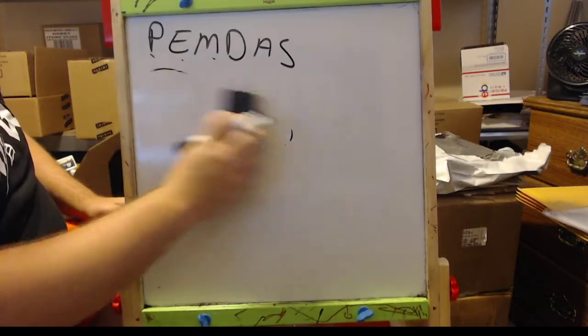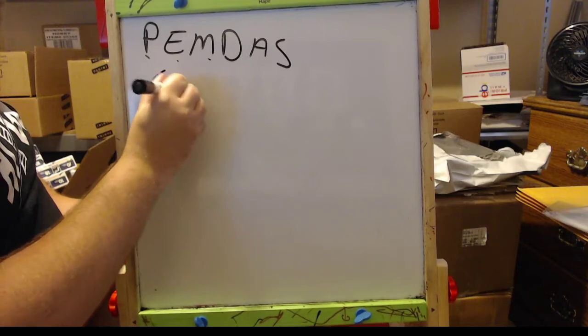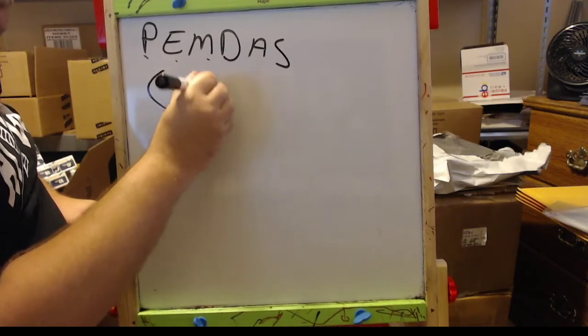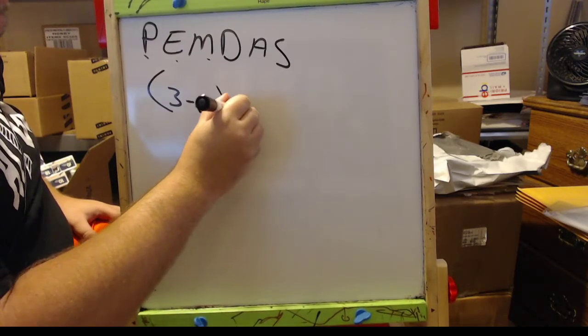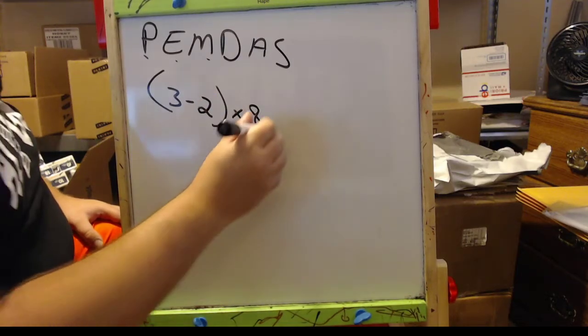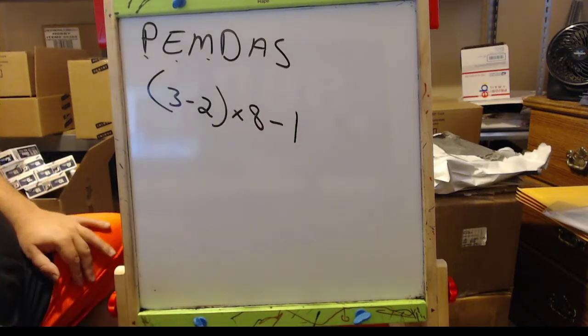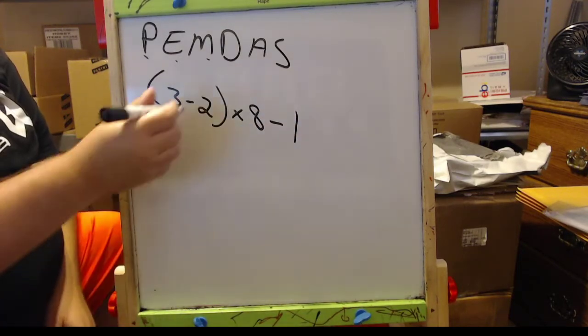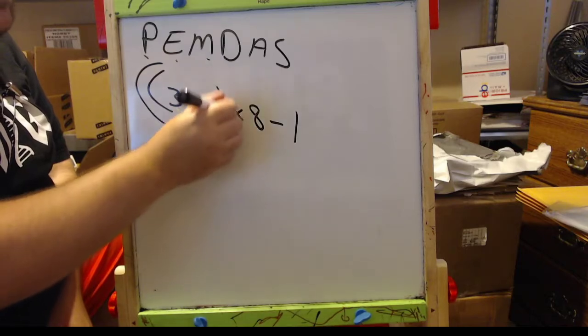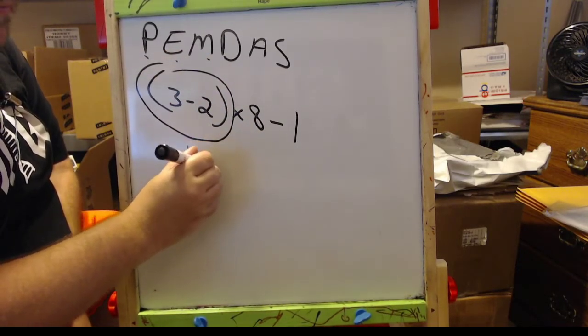So let's say we had a problem like this. Okay, we had 3 minus 2 times 8 and then minus 1. Okay, well, what would we do? All right, well, we would do the parentheses first, 3 minus 2, which would be 1.